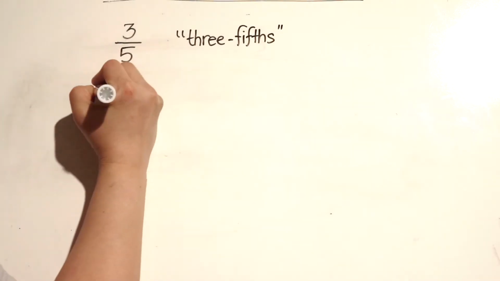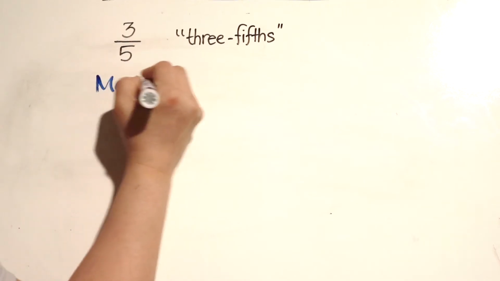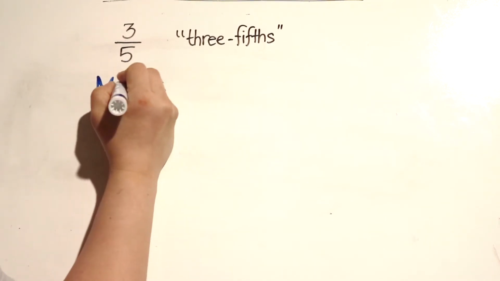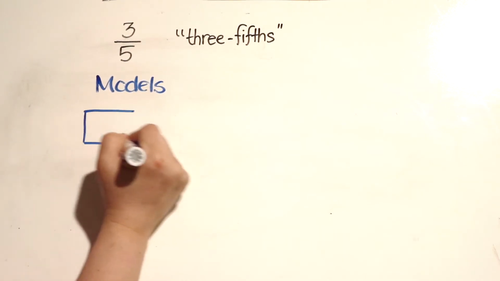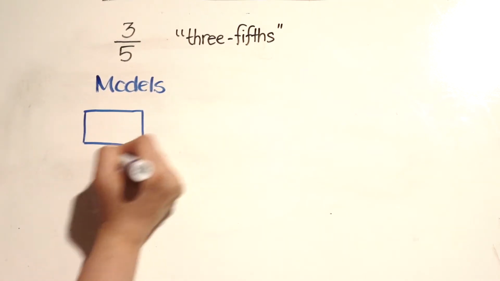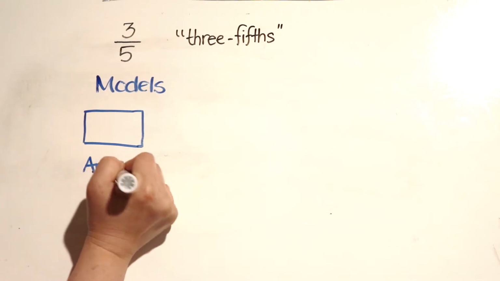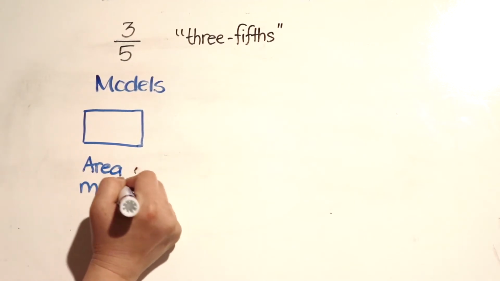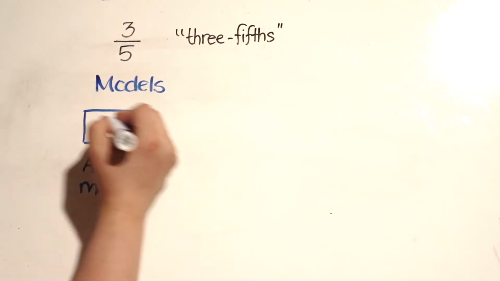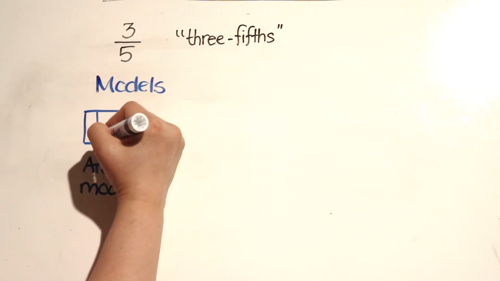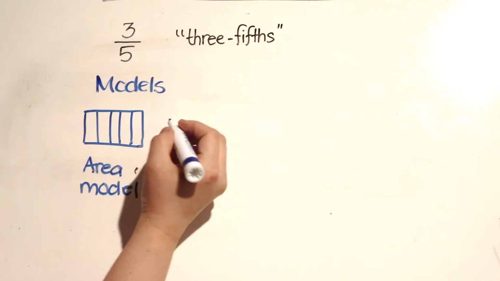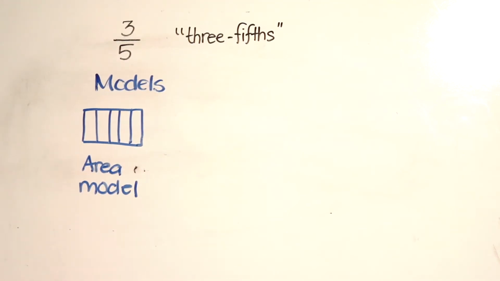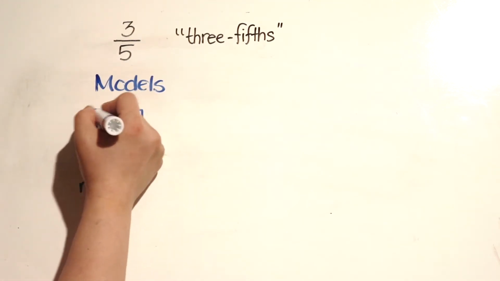Alright, let's look at some models that we can use to show fractions. So the first one is our area model. The reason why it's called an area model is because it uses a rectangle. So if this fraction was out of 5, it would be a 5 by 1 rectangle. So here's 3/5.